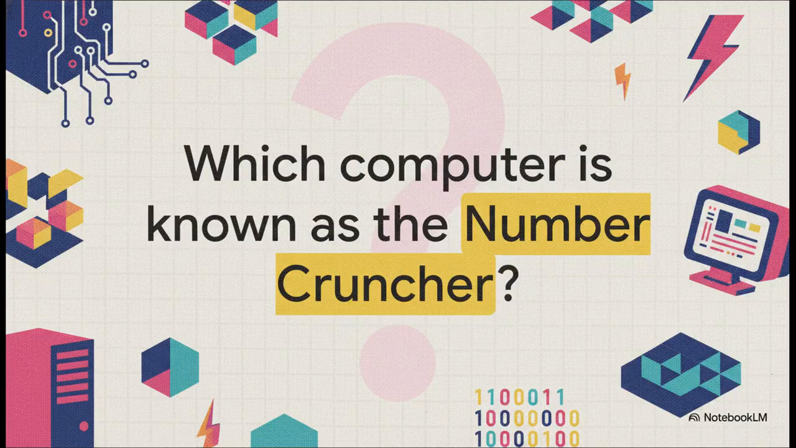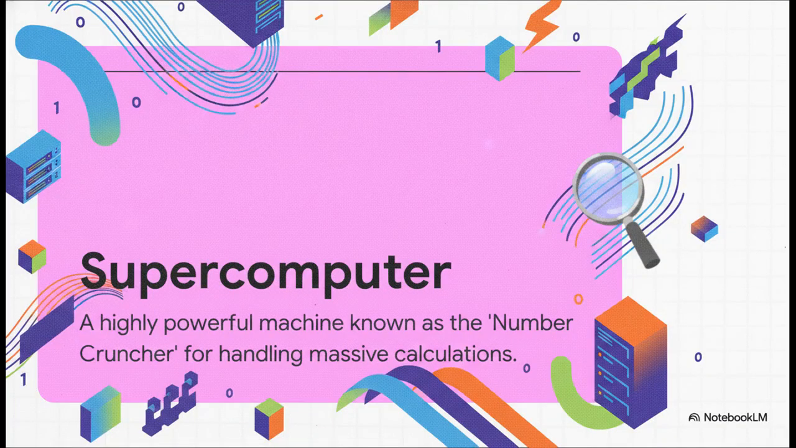Okay, let's do a quick pop quiz, pulled directly from the source to keep you on your toes. Which specific classification of computer is widely known as the number cruncher? Take a quick second to think about it. If you said supercomputer, you absolutely nailed it. Because of their immense processing power designed for incredibly complex calculations, they totally earned that number cruncher nickname.